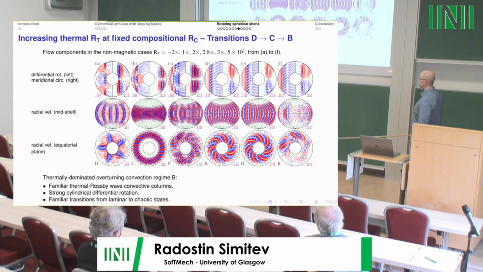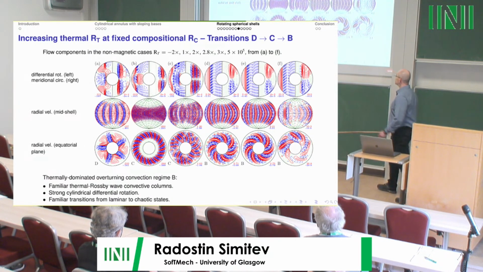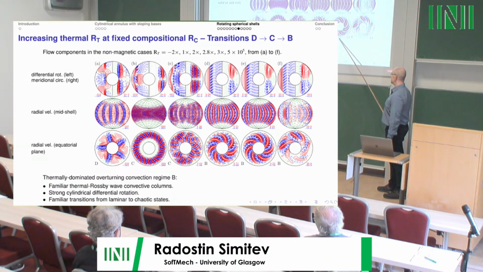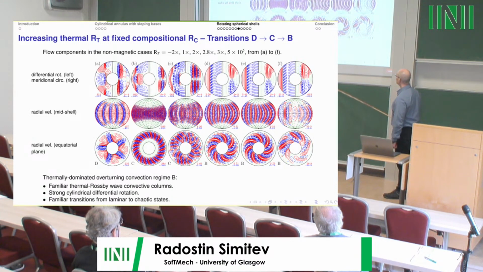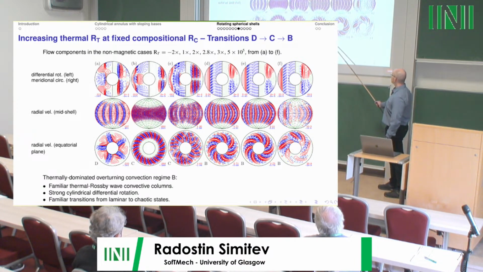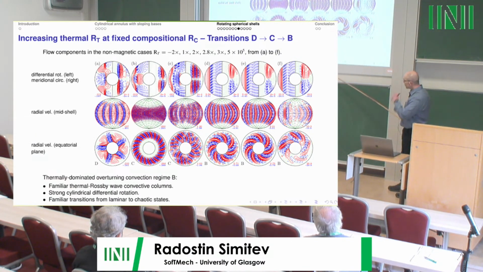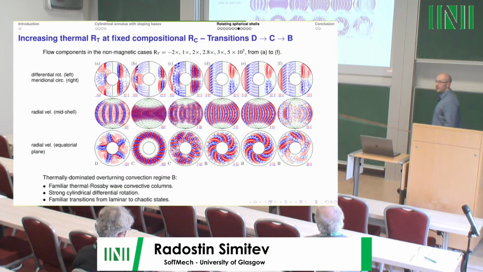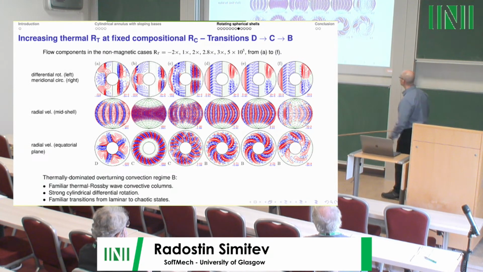Increasing the Rayleigh number still further, one jumps into the thermally dominated overturning convection regime, which is very familiar from previous simulations. What we have in here is thermo-Rossby waves, which take the form of convective columns arranged in a cartridge near the equator. As you drive things stronger and stronger, there are the familiar transitions from laminar to chaotic states. One can obtain polar convection and localized convection at higher Rayleigh numbers, relaxation oscillations, and so on.